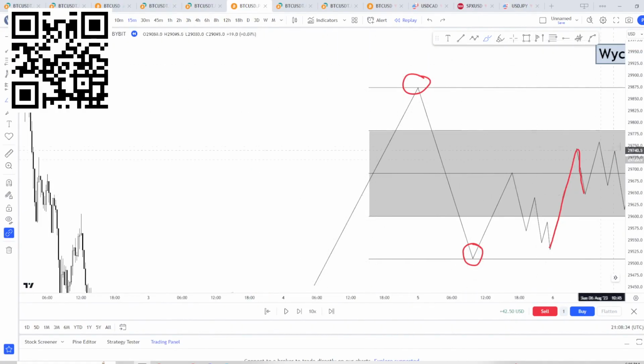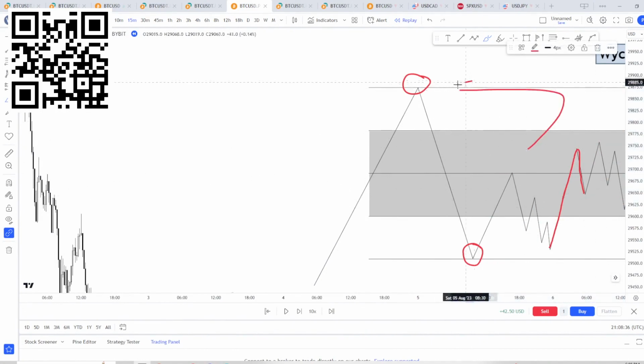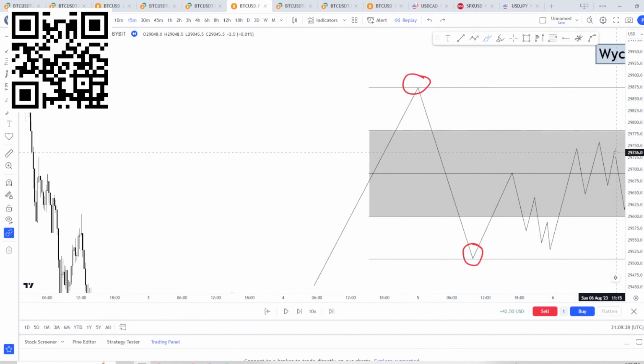Well, then why would it stall out here without ever taking out this high? That doesn't make a whole lot of sense to be shorting here, does it? Based on that context, no, I wouldn't look to short this little zone here. Would I have long this zone? Absolutely. Why? Because I know that it makes sense to rotate back up again.